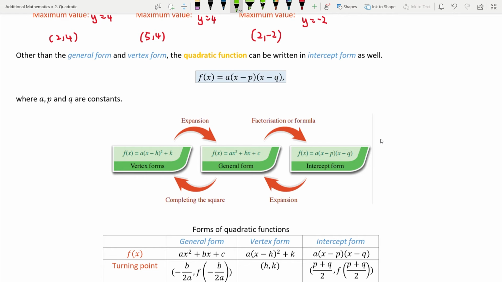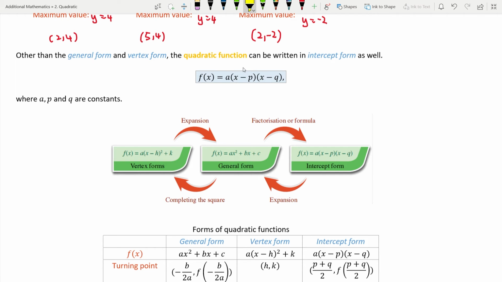Other than the general form and the vertex form, the quadratic function can be written in intercept form as well. f(x) = a(x - p)(x - q), where a, p, and q are constants. We can relate all these three forms of quadratic function.